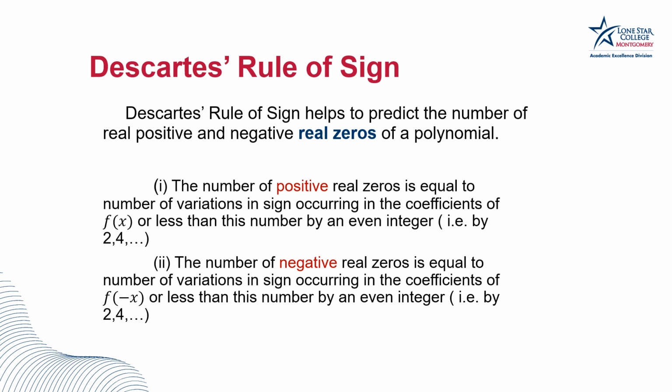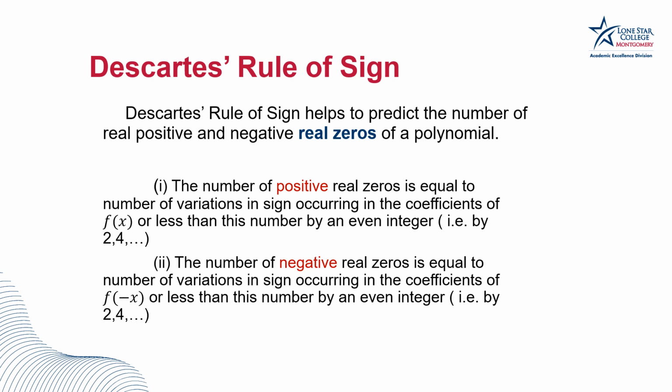Sometimes it will be beneficial to predict the number of real, positive, and negative zeros of a polynomial. The French mathematician René Descartes did such a thing with his rule of signs. The rule of signs will help you determine how many real zeros there are in a polynomial. The number of positive real zeros is equal to the number of variations in sign occurring in the coefficients of f of x, or less than this number by an even integer, i.e. by 2 or 4.